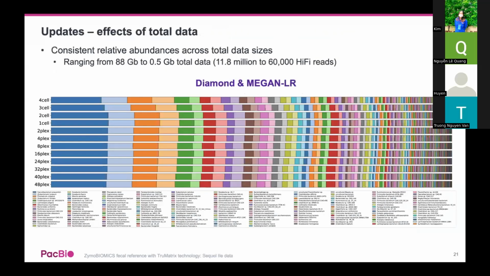And also here, I'm showing you some of the results from the artificially downsampled datasets using the Diamond and the Megan workflow. So we have 4 SMRT Cells of data down all the way to a 48 plex. This represents 90 gigabases of data down all the way to 0.5 gigabase of data. And from comparing the results, we not only see the same number of species, but also really consistent relative abundances across total data. So this really opens the door for using shallow shotgun sequencing to generate highly accurate taxonomy profiles.